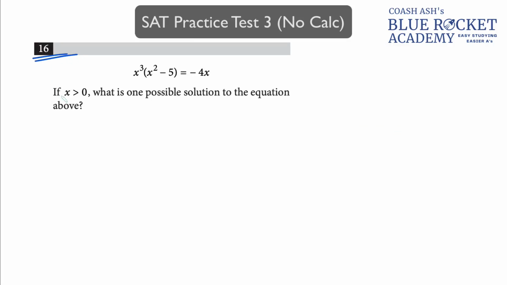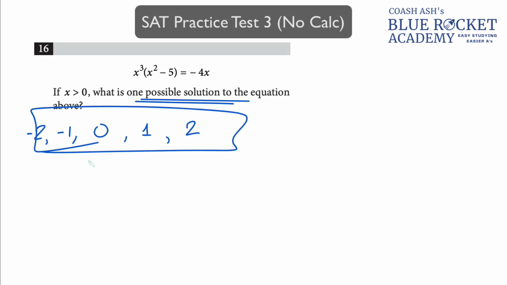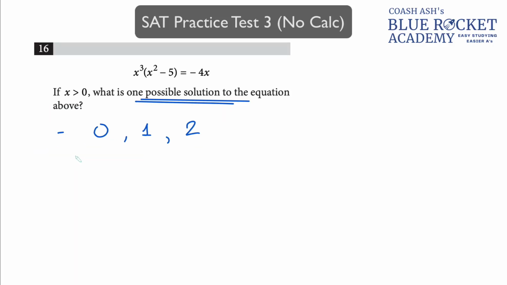Question number 16. This one is relatively complicated, but I'm going to give you an easy answer for this. So as soon as you see this kind of question and you're asked what is one possible solution, 9 out of 10 times the answer is going to be either 0 or 1 or 2. And if these don't work, then you can use -1 and -2. Many times just these answers will help you a lot. So let's see if 0 works, but actually you're told that x is greater than 0.